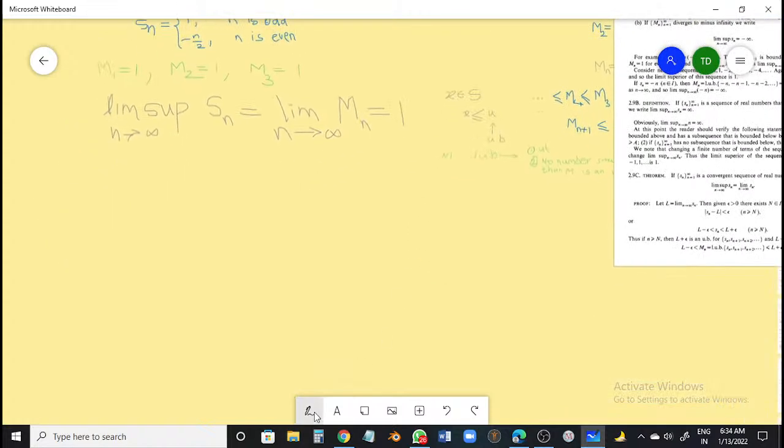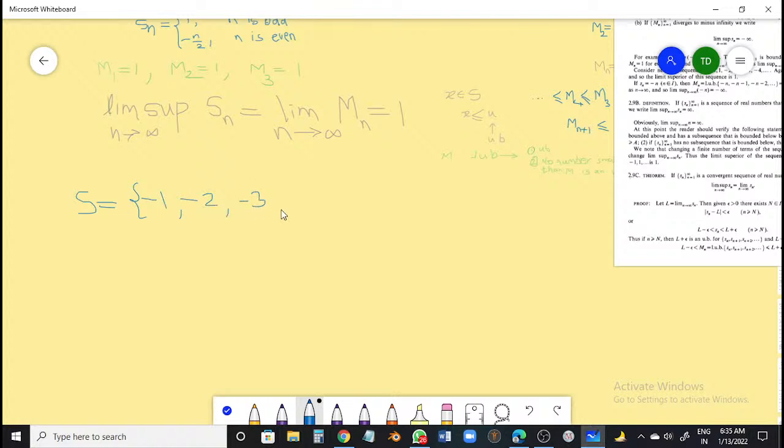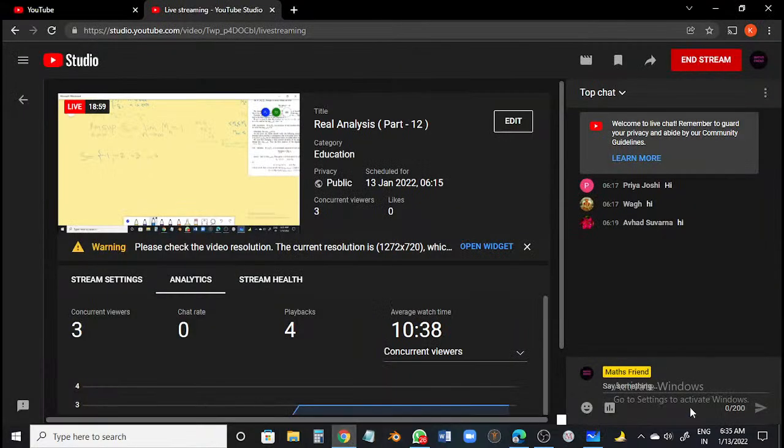Now let us deal with another example, one which is not bounded below. So let us talk about S: minus 1, minus 2, minus 3, minus 4, and so on. How is the sequence Sn equal to, so I would like to pose this as a question to you. I would like to go with a poll.